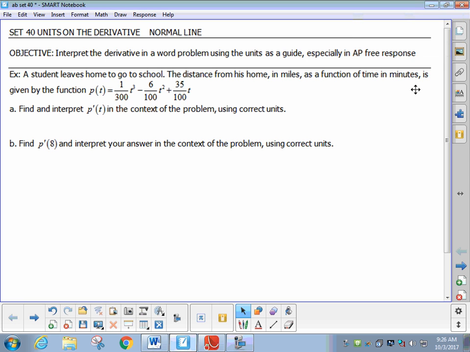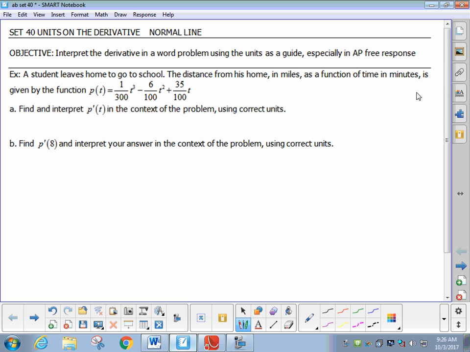Please bust out your calculator. I assume that many of these derivatives you could take by hand if I were focusing on derivative technique. We're not focusing on derivative technique, we're focusing on derivative interpretation. So use your calculator to evaluate today, and it'll save us some time. Would you please find and interpret P prime?